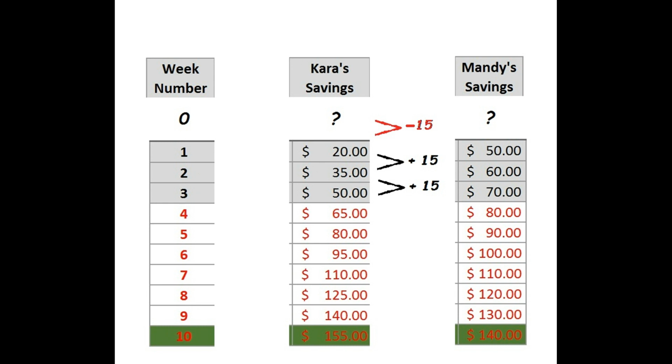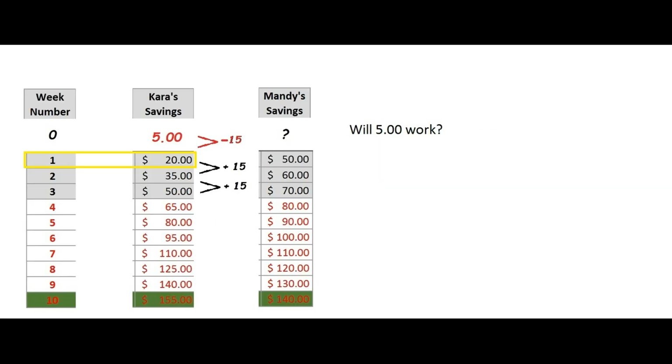All right, and 20 minus 15 is 5. So let's see if $5 works out a little bit better. Let's plug that in and see if we can get $20 back. So 15W plus 5. 15 times 1 is 15. 15 plus 5 is 20. So yes, week 1 works out just fine if we use $5.